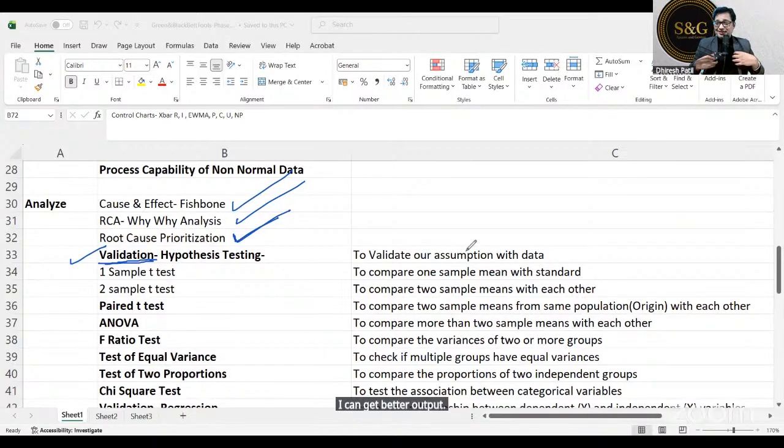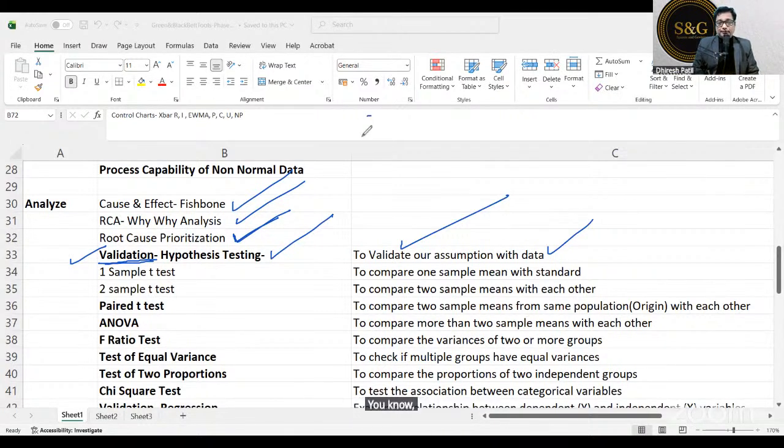For example, I assume that the more the experience of the team, the better output I can get. That is my assumption. So I will collect the data of the experience of the people and the data of their performance, and put them in the validation techniques we are using. If the data is supporting that, that method is called hypothesis testing. Validate our assumption with data. I always give this example in the live session.